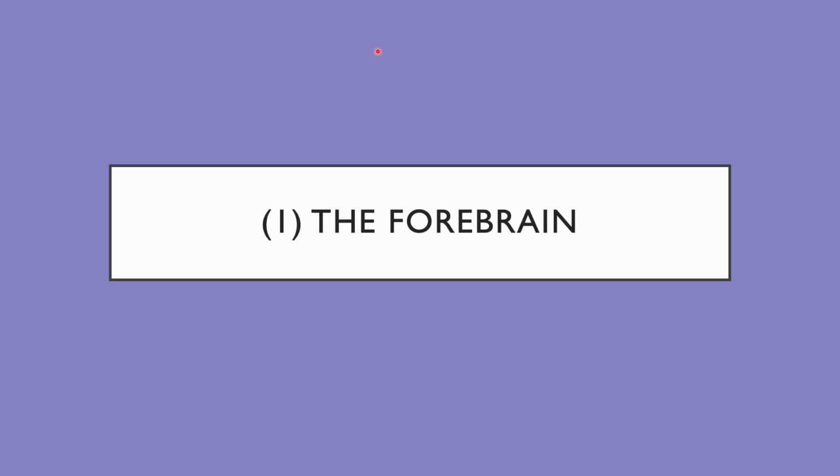Now we're going to talk about the development of each primary brain vesicle, including the forebrain, midbrain, and hindbrain. I'm going to focus on each one separately and teach you about all of the different brain regions that are going to develop from each primary vesicle as the baby develops throughout gestation and then later on into childhood and adulthood.